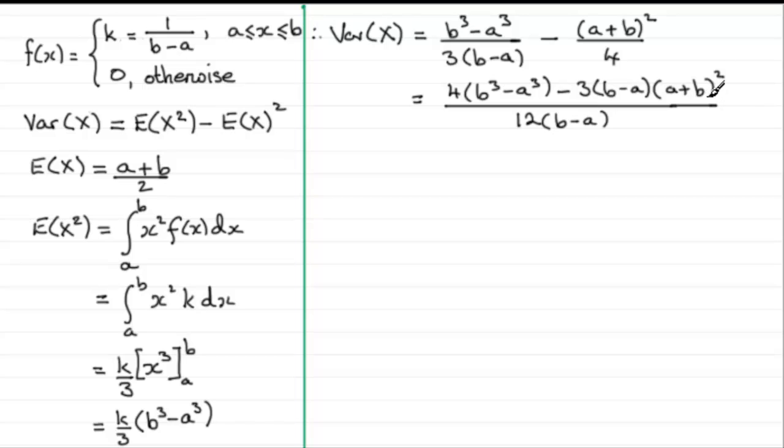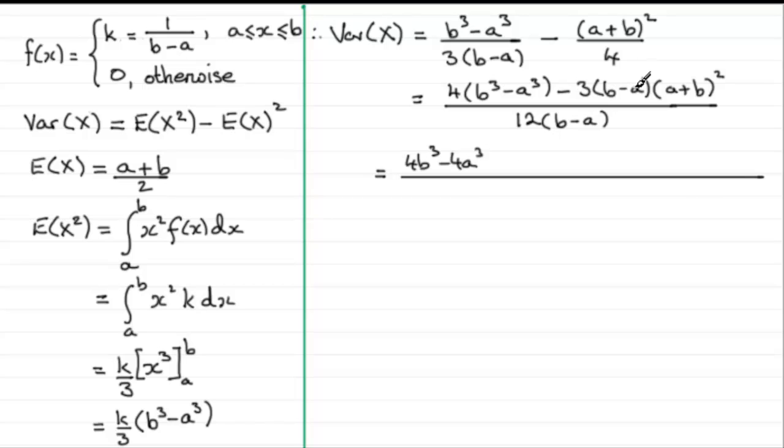So next, all I want to do is start to expand this. So we'll just move this over here, this equals, because I can see this is going to be quite long. So what are we going to get? Well, we'll multiply through by 4 here, and we're going to have 4b cubed minus 4a cubed.